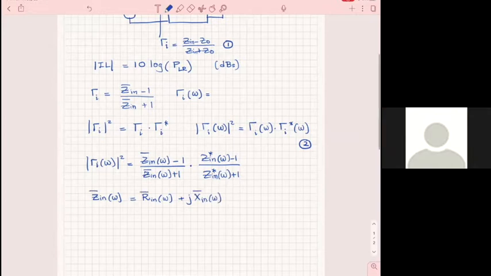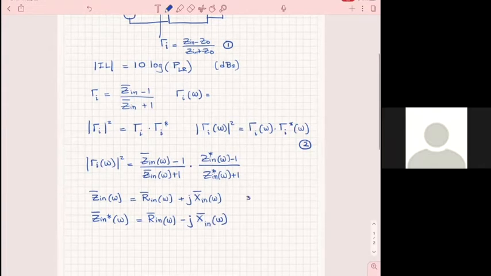So in this case, Z in complex conjugate of omega will be R in of omega minus j X in of omega. Okay, and this is, say, 3 and 4. Do you agree so far?